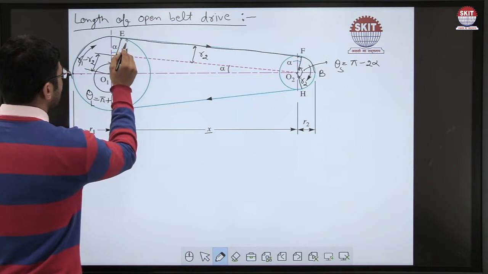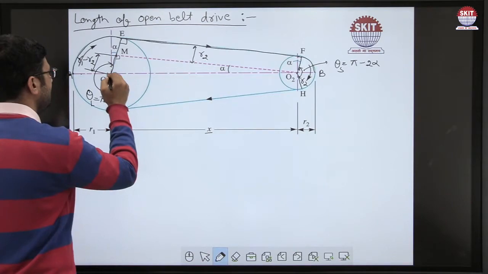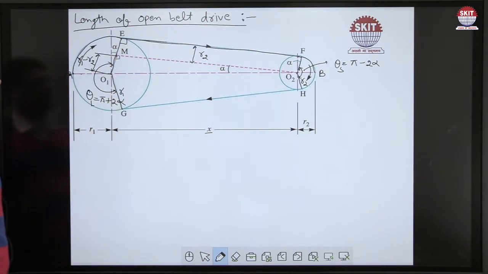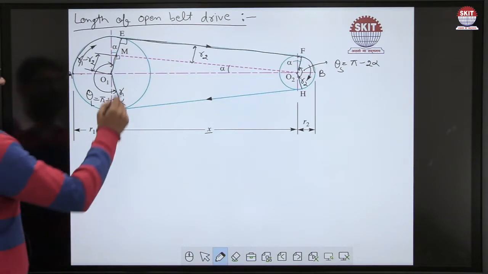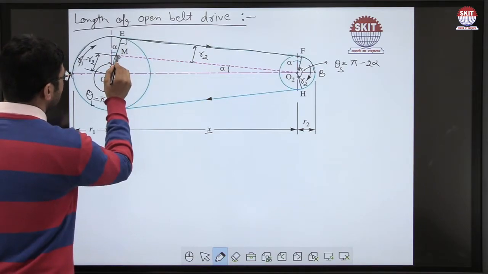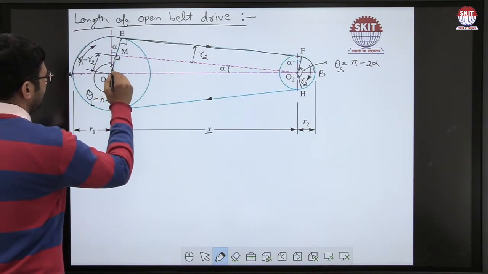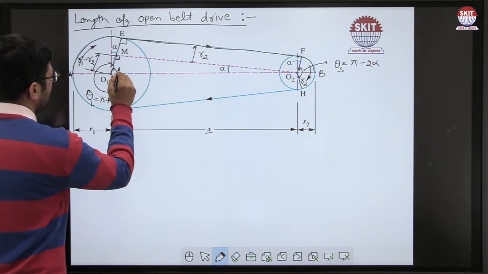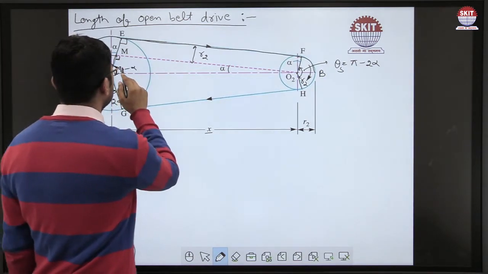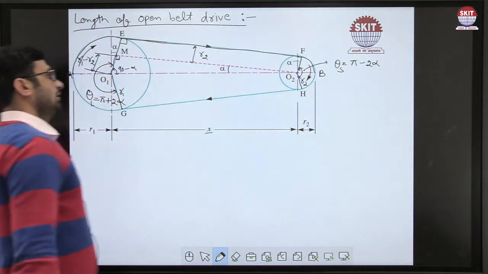This angle is 90 degrees because this line is a tangent and this line is a radius, and between the tangent and radius the angle is always 90 degrees. If this angle is 90 degrees, then this angle is also 90 degrees. If this angle is alpha, then this angle is equal to 90 minus alpha. If this angle is 90 minus alpha and this is 90, then this angle is equal to alpha.